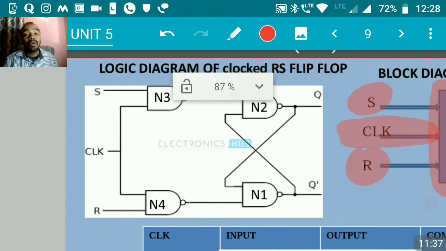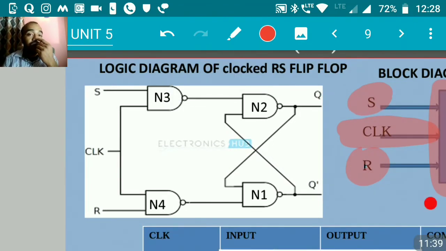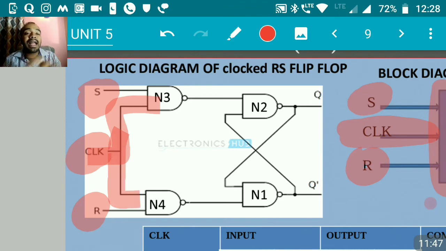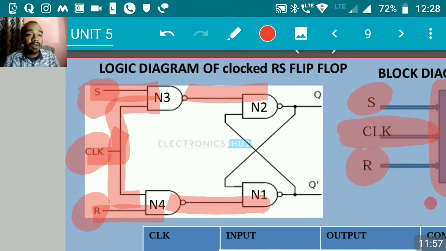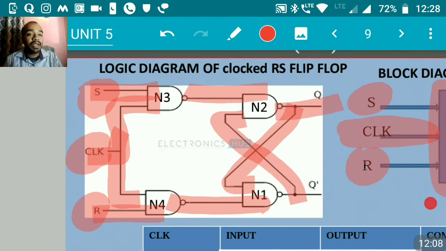Then let us try to understand the logic diagram. Here the logic diagram is going to be very similar. S is one of the inputs, R is one of the inputs, and clock is one of the inputs. The clock is given to both NAND gates N3 and N4. S is given as input to N3, R is given as input to N4. The output of N3 is connected to N2, the output of N4 is connected to N1, and Q is connected as the second input to N1, and Q bar is connected as the second input to N2. N2 output is Q, N1 output is Q bar. This is how we draw the logic diagram of the clocked RS flip-flop.